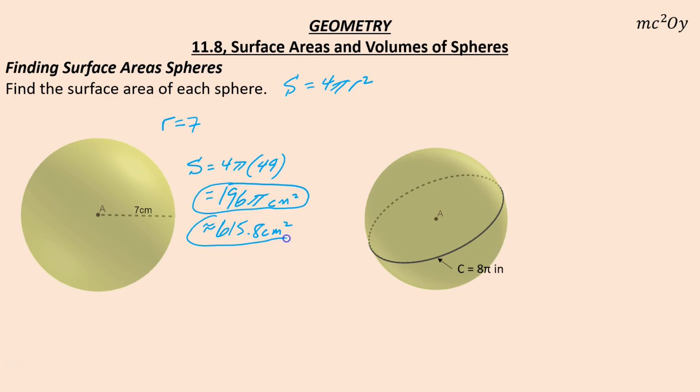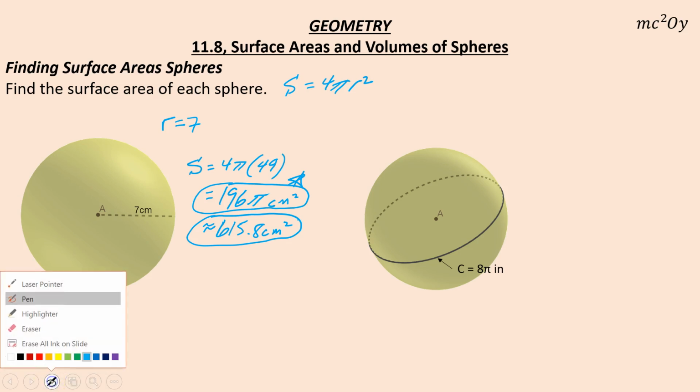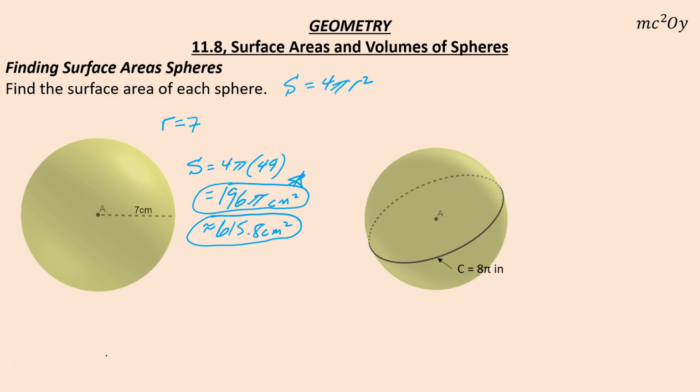Now we have our answer in terms of pi, and we also have our answer rounded to the nearest tenth. Here's our exact answer. Here's a rounded value. Always try to get it in terms of pi if you can first. Let's go ahead and try another one here.